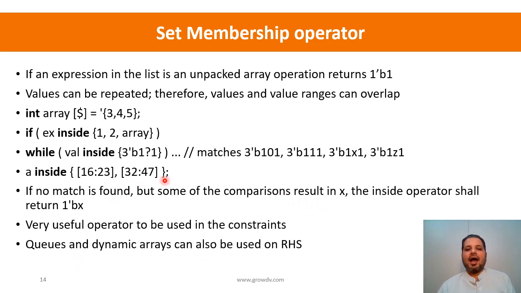Actually, here I have not shown it, but queues and dynamic arrays can also be used. Here we have used the queue, but you can also use dynamic arrays on the right hand side. So I can check an expression inside some dynamic array, or inside some queue. I can put the queue or the dynamic array, and that use case is very useful. As I called out in the constraints, it's very helpful.